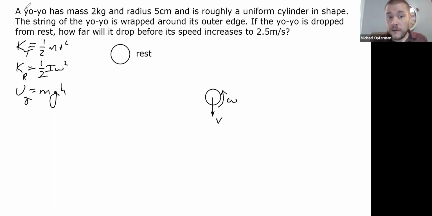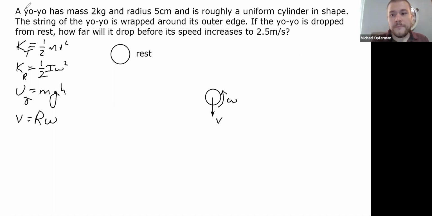And don't forget, from what you know earlier in the course, because the string is tied to the outside of the yo-yo, the distance that the yo-yo drops is the same as the rotational distance along the edge of the yo-yo that it's rotating. So as a result, we can say that its rotational and translational velocities are related to each other by that formula.